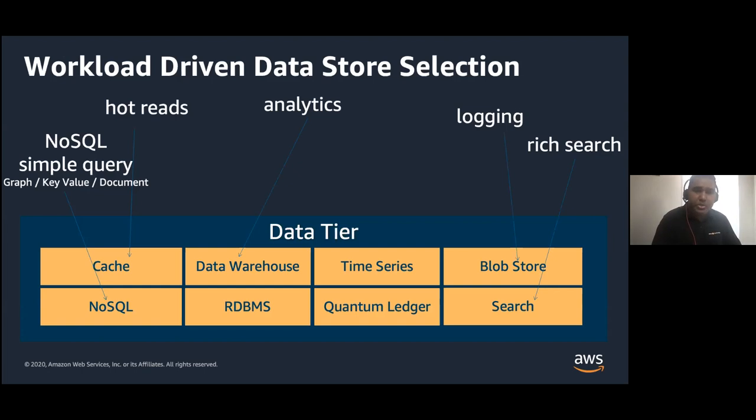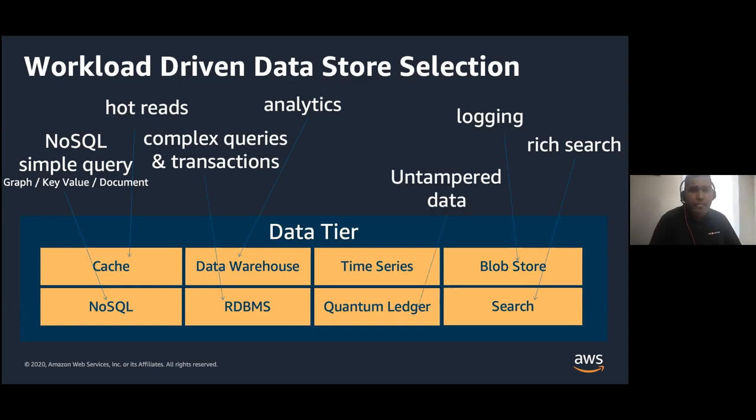To do search, it's any sort of search, whether it's complex or even like search through thousands of data, right? Complex queries and transaction would be the relational database, right? Untampered data would be quantum ledger, and then periodic data would be time series, right? So these are the use cases for workload-driven store selection.